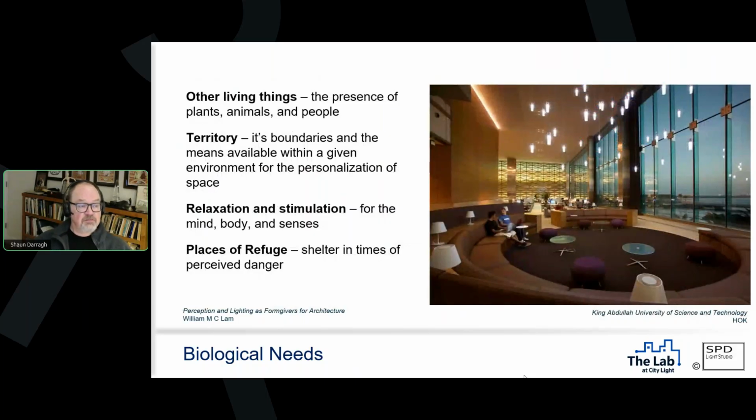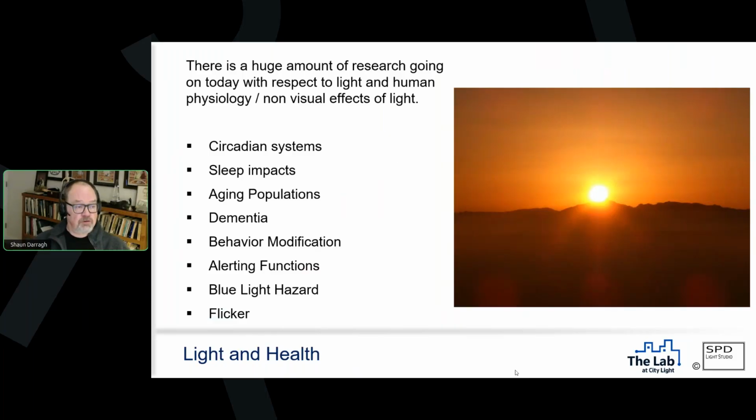Other living things, the presence of people. Can we see people's faces? Can we identify people's faces? Territory. That's kind of the bounds of where we are. So we want to be able to see what circumscribes our space, right? Relaxation and stimulation, places of refuge for danger. All of these have implications for how we choose to design and light the spaces in which we find ourselves, right? Now, there's also a great deal more to this than Bill even knew.